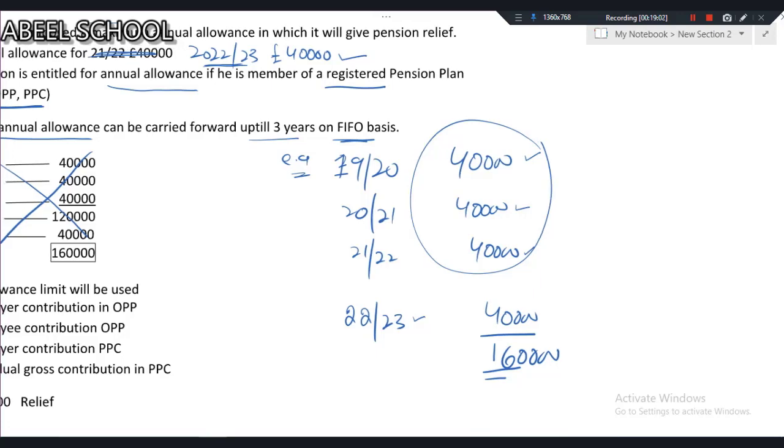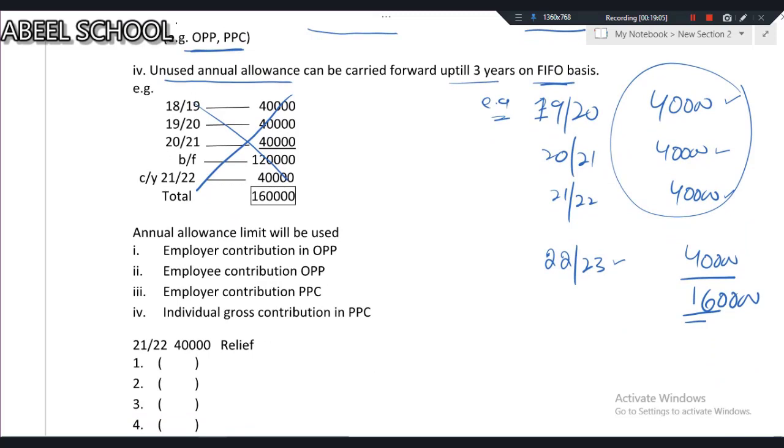Now there are two questions. How do we use this annual allowance limit? Look at this. The annual allowance limit will be used by: employer's contribution in an occupational pension plan. If your employer is contributing for you, then obviously this annual limit will be used. Employee contribution in an occupational pension plan, it is also possible that the employee is also contributing. Employer's contribution in a personal pension plan, a very important point. When the employer is contributing in a personal pension plan for the employee, then this limit is also consumed. Finally, the individual's gross PPC. If the individual for whom we are solving the question is also contributing in PPC, then this limit will be utilized by the gross PPC amount.